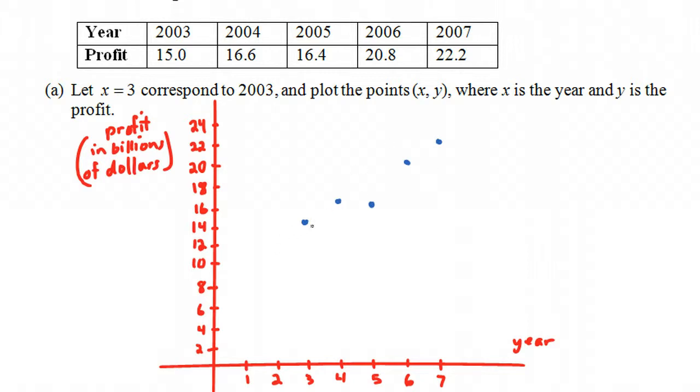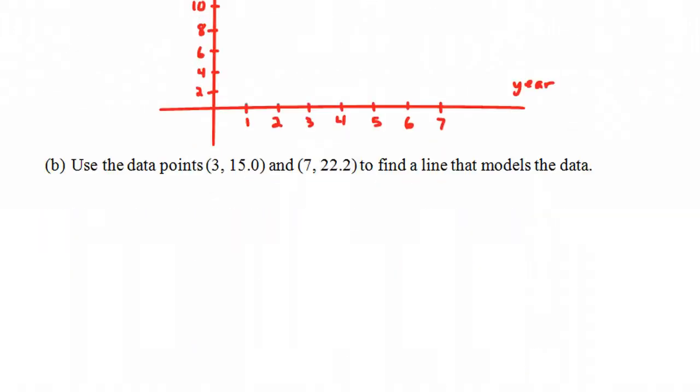Notice it seems to be trending upward. So the profit tends to be going upward. In fact, maybe we could find a line that fits this data. There's not one single line that will go through all the points, but maybe we could find a line that is a reasonably good fit for the data. That's what we're going to look at in part B.